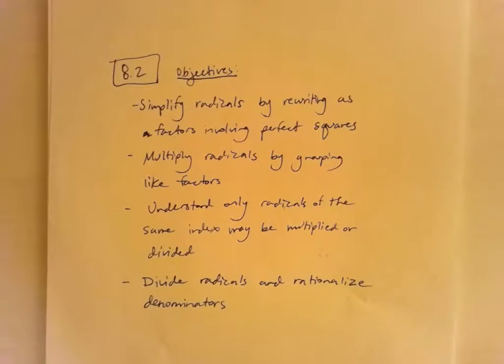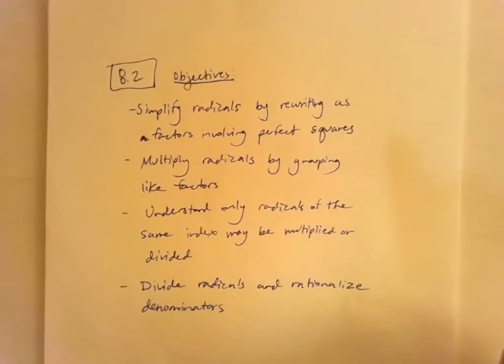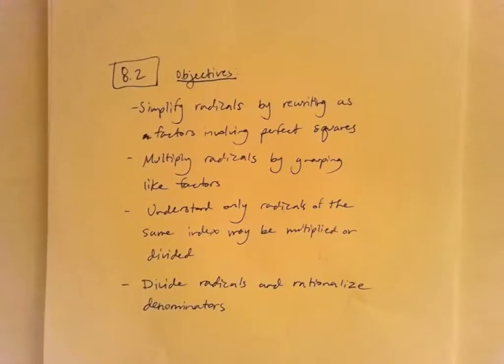What I'd like to do with this video is give you some notes to take. The objectives we're going to go over are simplifying radicals, and we're going to talk about how to break them up into factors of perfect squares. We're going to multiply radicals, and we're going to talk about how we can only do that with radicals of the same index. And we're also going to divide radicals, largely by rationalizing denominators. So let's get into this video.